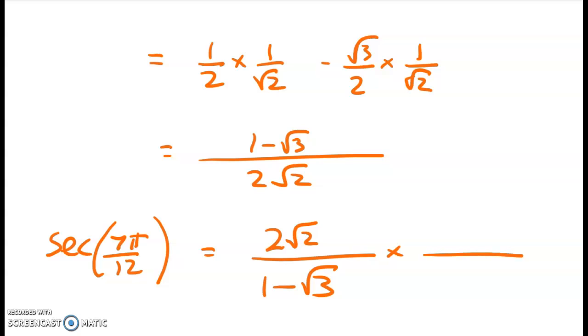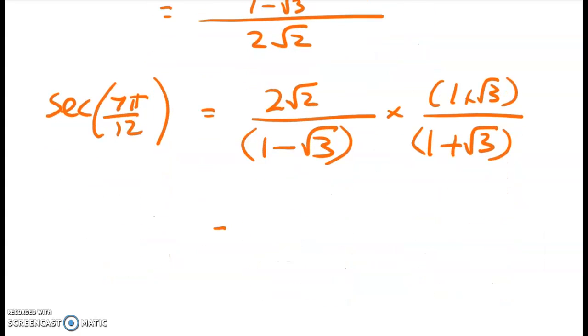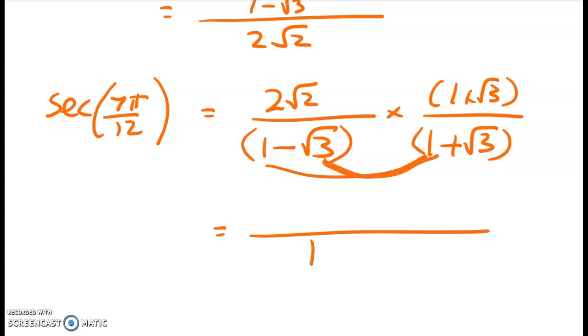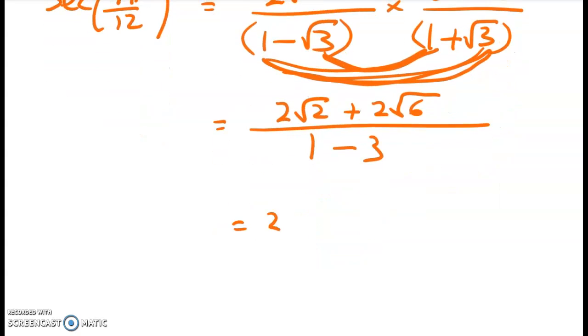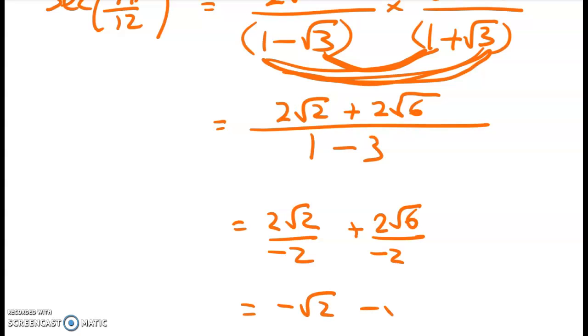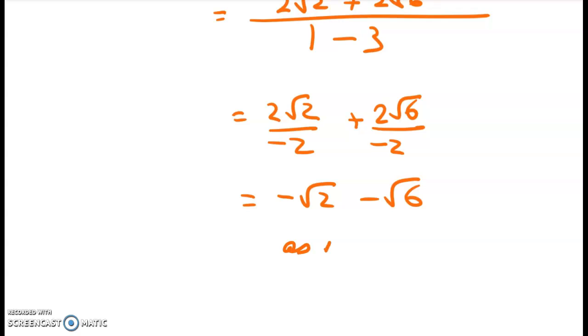And now we're going to rationalize the denominator by multiplying by the conjugate surd, which is something that you learnt last year, but you might have forgotten. Now, when we multiply this out, we get 1 minus 3 in the denominator, as this and this disappear. And expanding my brackets, I get 2 root 2 plus 2 root 6, which is 2 root 2 over negative 2 plus 2 root 6 over negative 2, which is simply negative root 2 minus root 6 as required. So there you go. Thanks for watching.